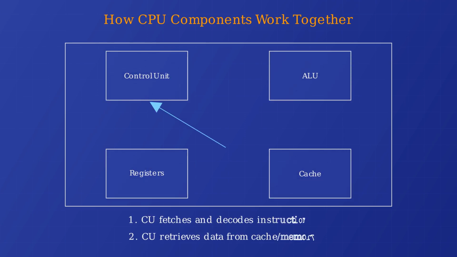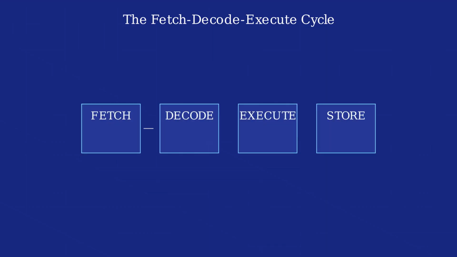Now let's see how all these components work together to execute instructions. The process begins with the control unit fetching an instruction from memory, typically through the cache. The control unit then loads necessary data into registers and tells the ALU what operation to perform. The ALU receives data from registers, performs the required operation, and sends the result back to a register. This process repeats with remarkable speed for millions of instructions per second, allowing the CPU to execute complex programs through these coordinated component interactions.